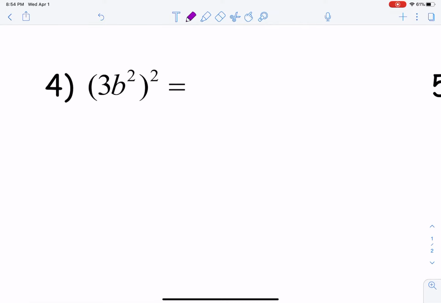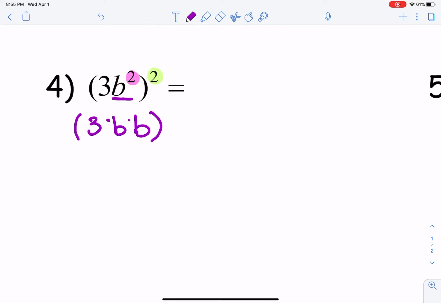So this one right here. We see two sets of exponents. We see this exponent here, and we see this exponent here. The pink exponent only applies to the b because it is attached to the b. So I would expand that as 3 times b times b. Now, the exponent in green tells me I'm going to have 2 of everything inside the parentheses.